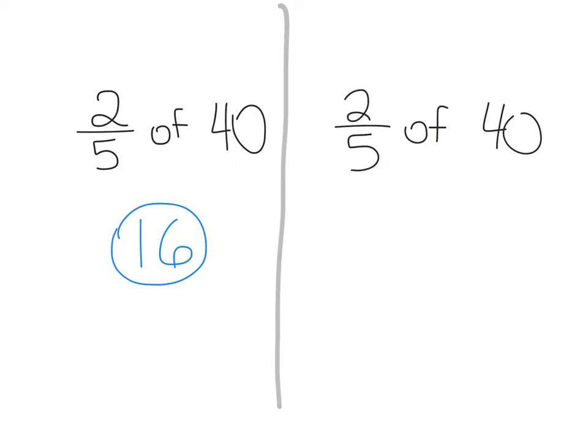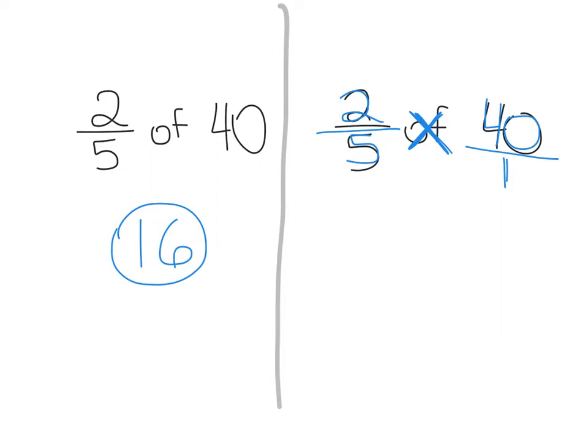So on the right, we have 2/5 of 40. That means 2/5 times 40. And so they need to be in the format numerator over denominator. So I'm going to take my 40 and write it as a fraction. There we go. Now it's numerator over denominator. So I have 2/5 times 40 over 1.